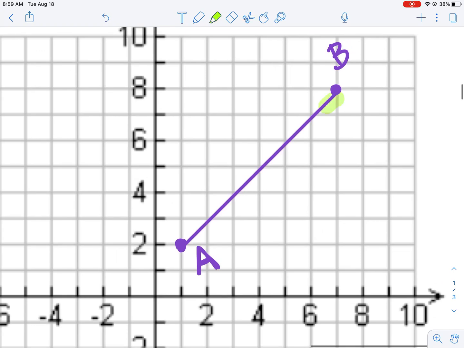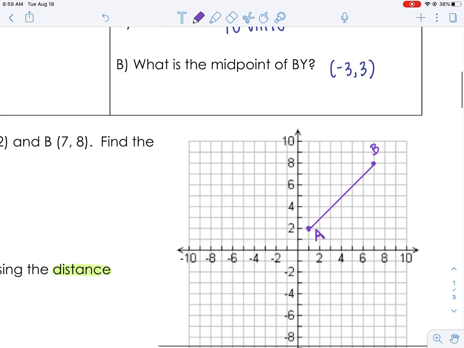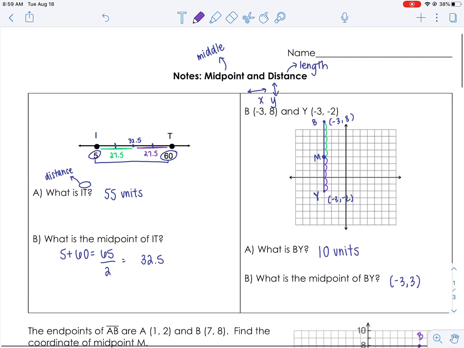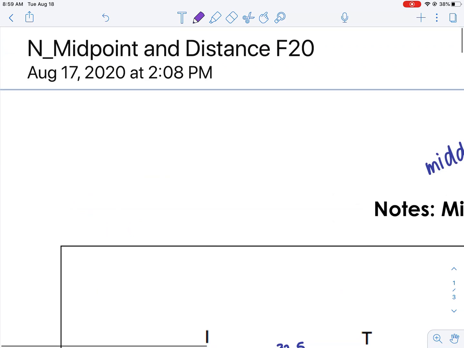It's a lot harder to find what this distance is, and if I'm trying to go to the middle, it looks like it's about right there, but how do you know for sure? How can you prove or justify your answer? And that's where we have this amazing midpoint formula that comes into play.